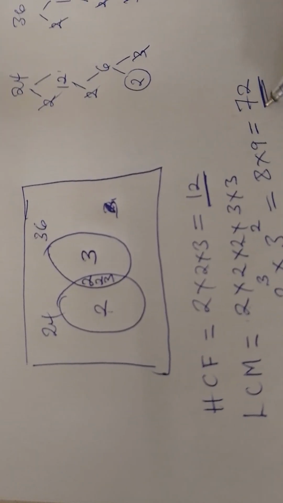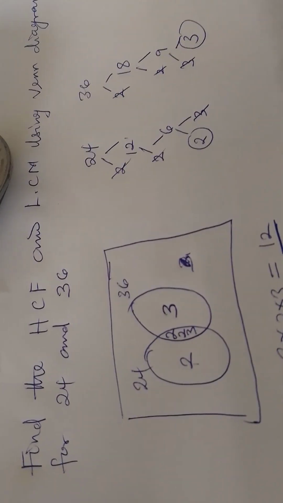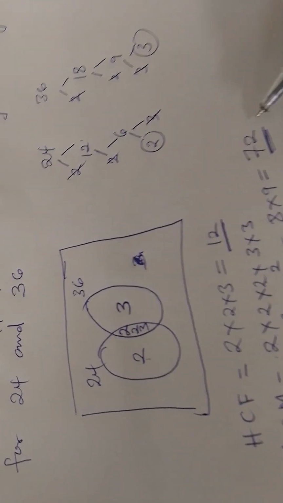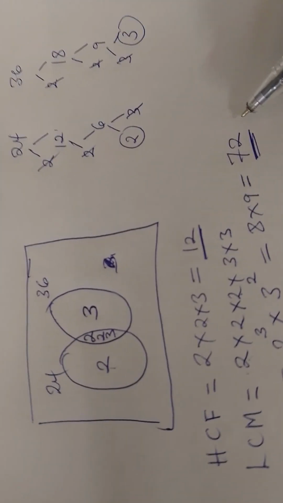So this is how I explain to my students using a Venn diagram to find the highest common factor and the lowest common multiple between 2 different numbers.